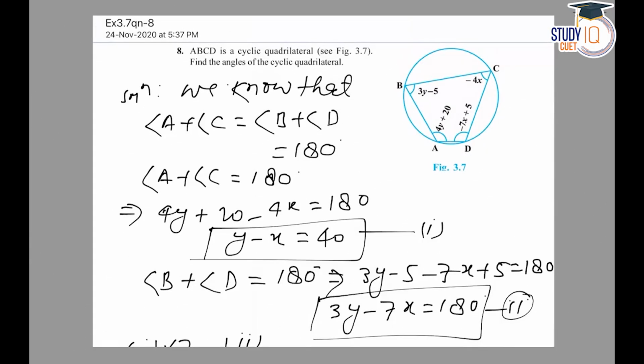Hello student, this is NCERT Maths class 10th exercise 3.7 question number 8. The question is: ABCD is a cyclic quadrilateral as shown in figure 3.7. Find the angles of the cyclic quadrilateral.